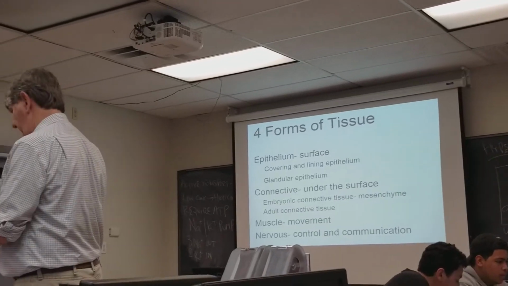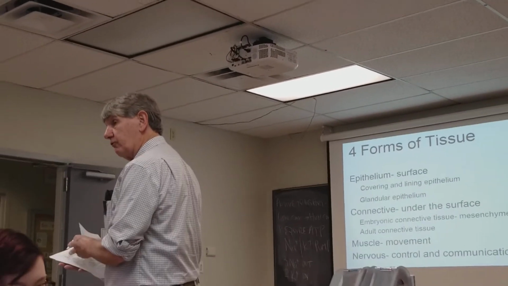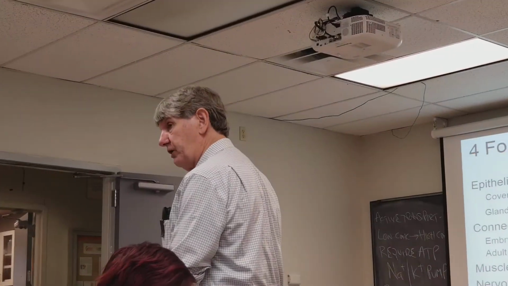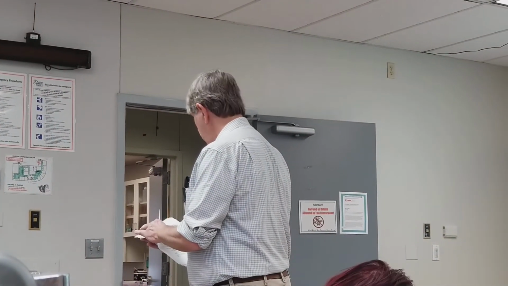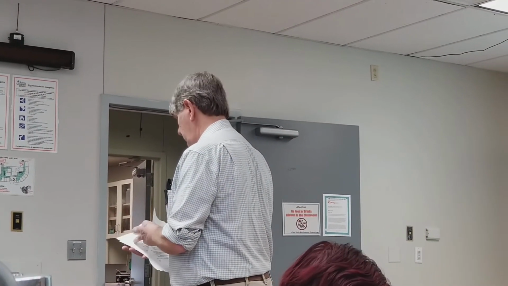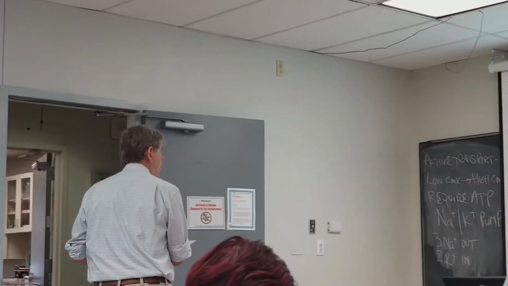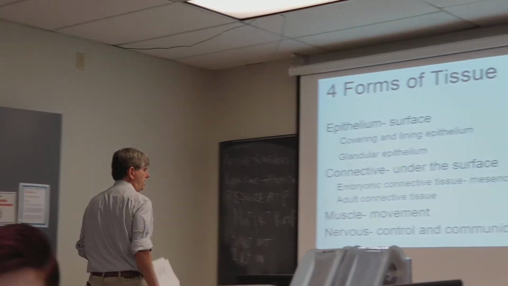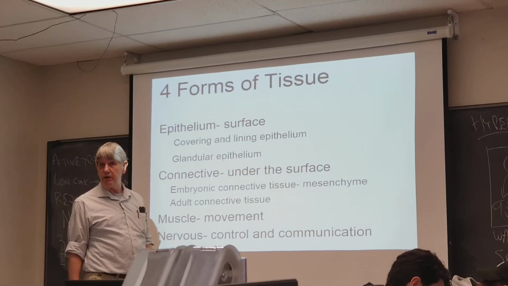All right, we also have nervous tissue. Nervous tissue is our communicating and control tissue. This is going to be, of course, in the brain, spinal cord, and with your nerves. And then we also have muscle tissue, which is our tissue for movement.